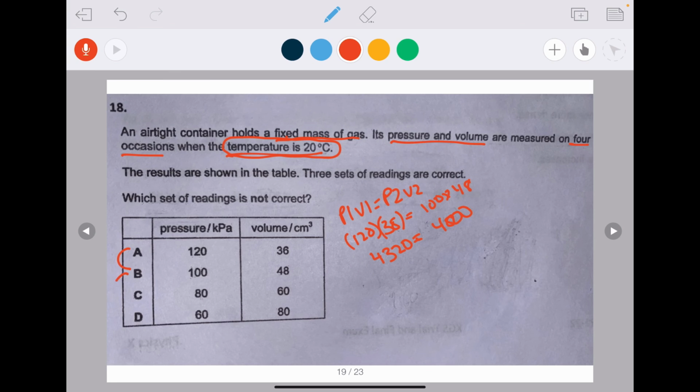Let's compare B with C to check if B is the problem or A, because it says 3 are correct and only 1 is not correct. So let's compare B and C now. So 100 multiplied by 48 should be equal to 80 multiplied by 60. 100 multiplied by 48 gives you 4,800, and 80 multiplied by 60 gives you again 4,800. So B was not problematic. A was the incorrect reading, which means the answer for question number 18 will be A.